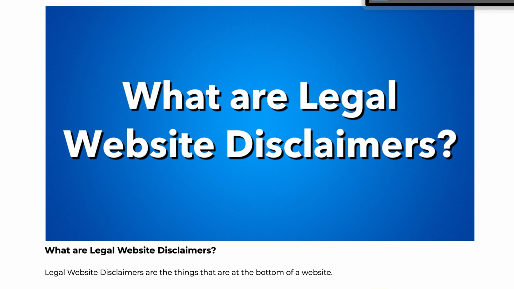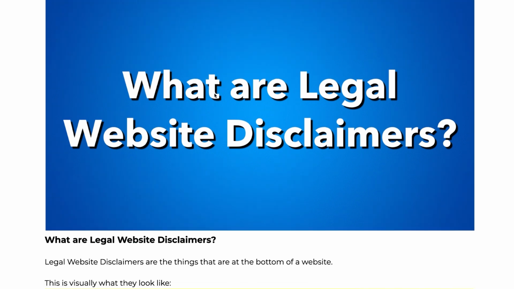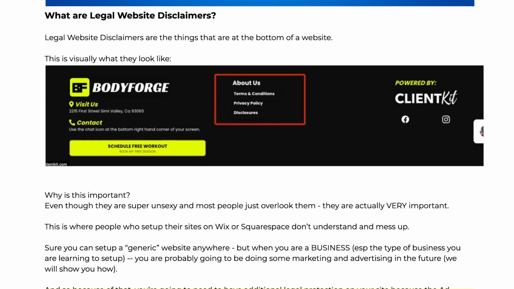Now, the very first question you might have is, hey, what the heck are the legal website disclaimers? And that, my friend, is a very good question. Legal website disclaimers are the things that you often will see at the bottom of a website. Visually, this is what they look like. Usually at the very bottom, there's going to be something like terms and conditions, terms of service, privacy policy, disclosure, those kinds of things.